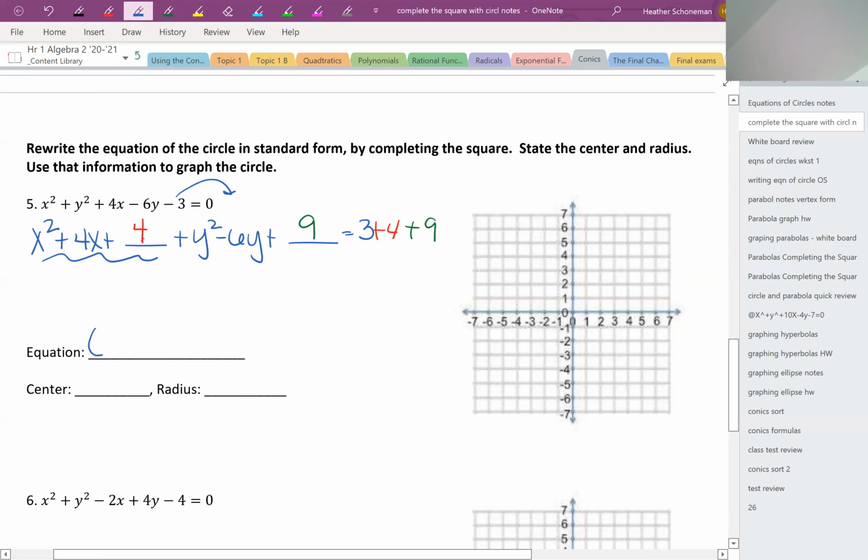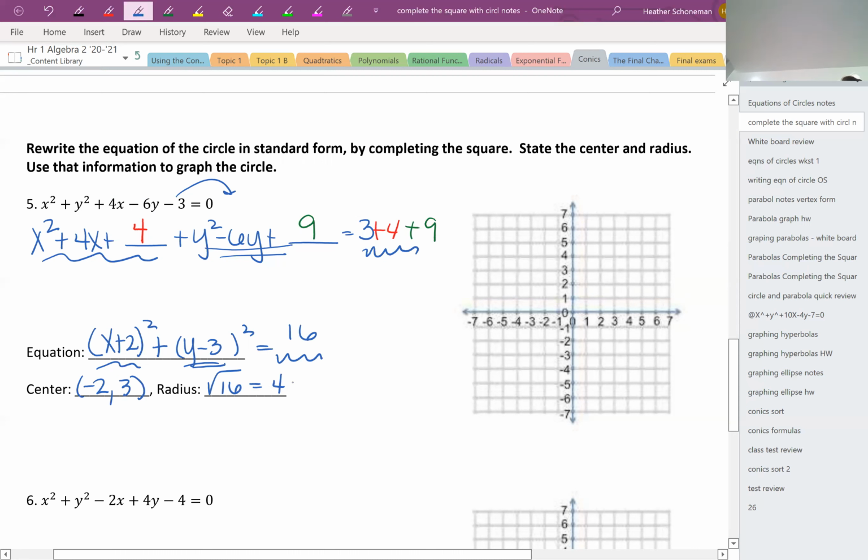So now I can simplify this. This first part, multiply to 4 and add to 4. I don't have to think that hard. Take half the middle term. That's 2. So I have x plus 2 squared. Over here, factor this part. I don't have to think that hard because half of negative 6 is negative 3. Equals. Add all these numbers together. 3 plus 4 is 7 plus 9 is 16. So my center is negative 2, 3. My radius is the square root of 16, which is 4.